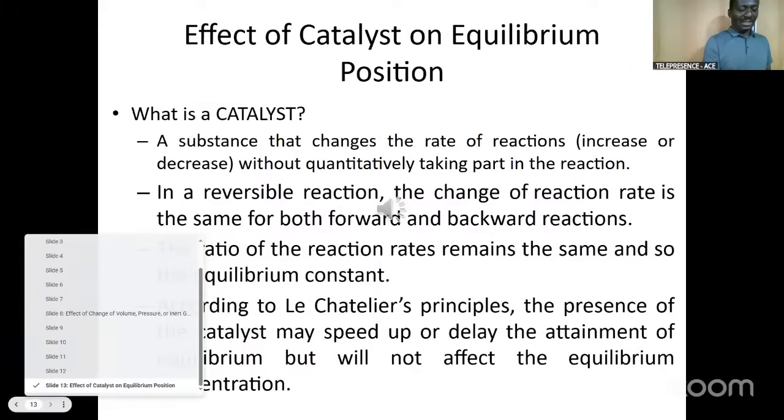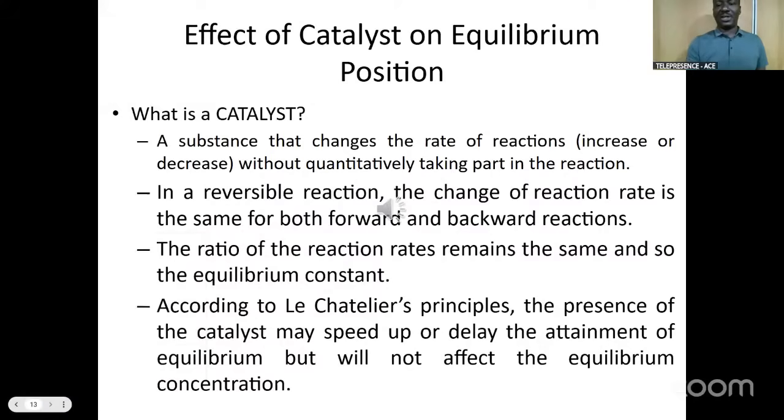And I think with this, we will have come to the end of our discussion on factors affecting equilibrium position. All right, let me hear you. If you have any challenge.